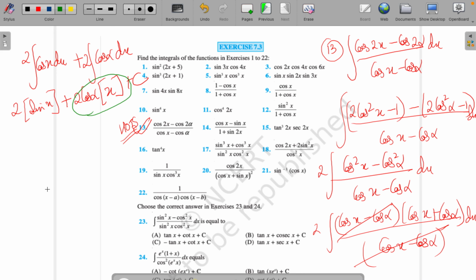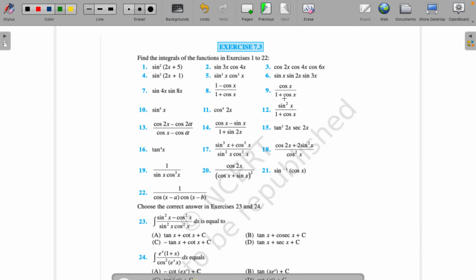There is one more HOTS question here. I mean, two more. This is also HOTS, and 22 is also HOTS. So the rest, I will tell you these two questions. The rest of the questions you can try on your own, and if you have any doubt, please leave me a comment. I will get back to you. Question number 21, sorry. It looks a little tricky, tough, but it is just a one-liner answer.